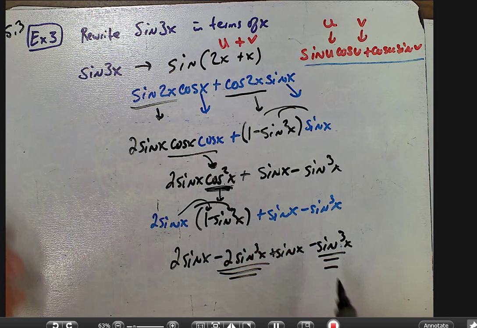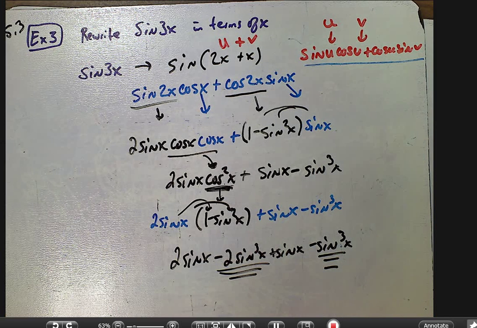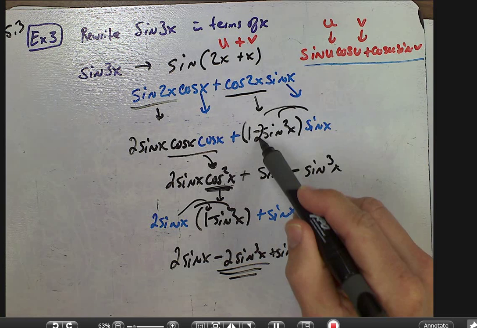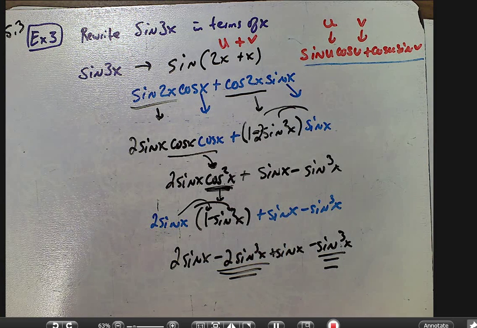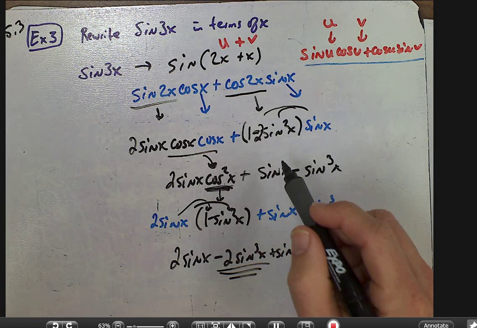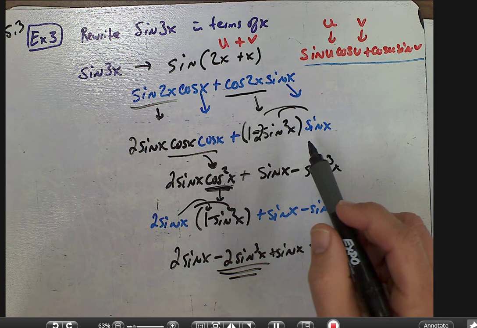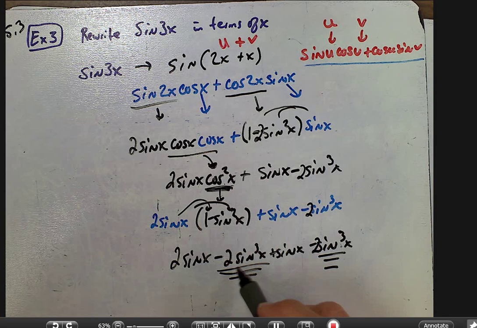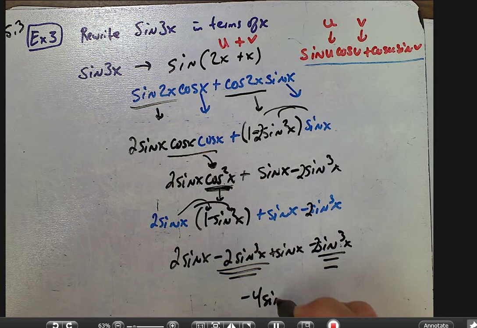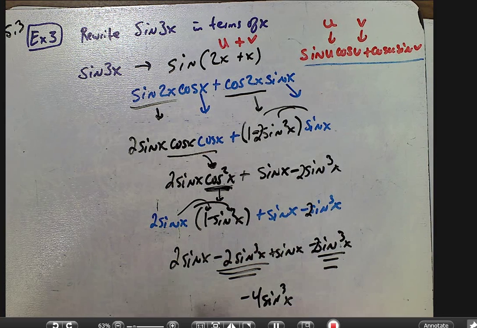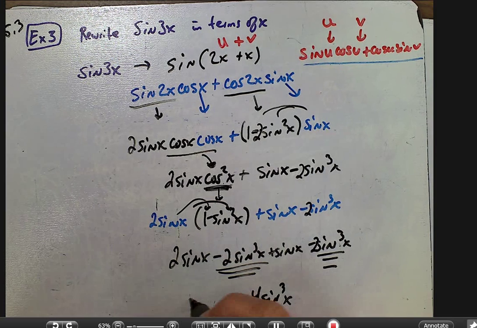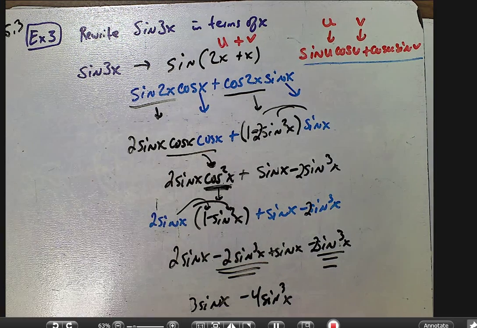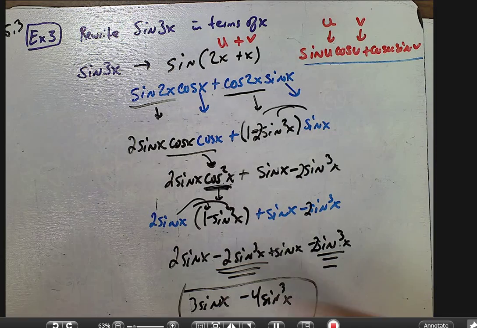Somewhere there's a little bit of a mistake. Where is it at? Because this should be minus 2 sine squared x right there. I apologize for that. So that makes it minus 2 sine cubed x. Negative 2 minus 2 is negative 4 sine cubed x. Sine x plus sine x is 3 sine x. And there's how I rewrite that in terms of sine of x.